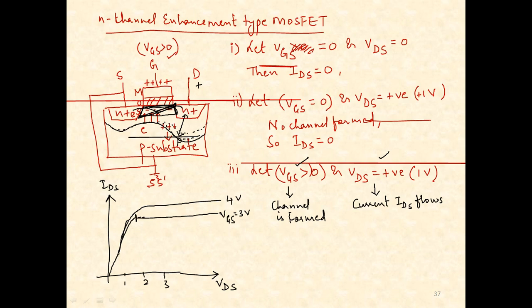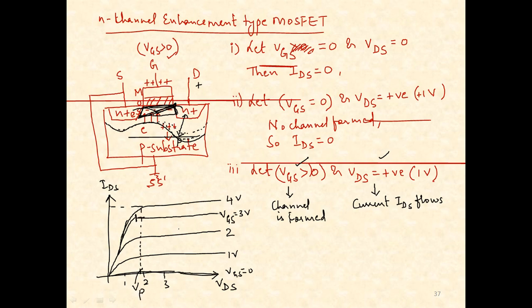If I reduce VGS, then the strength of the channel reduces, so I will be getting a relatively lesser current. So, this could be for 1 volt. What if VGS is 0? When VGS is 0, no channel is formed, so the current IDS will be 0. So, this is for VGS equal to 0 volts. Right. So, that will be your pinch off voltage.